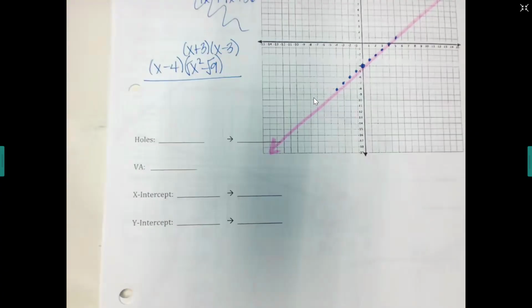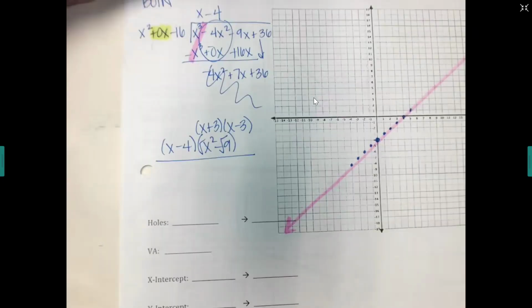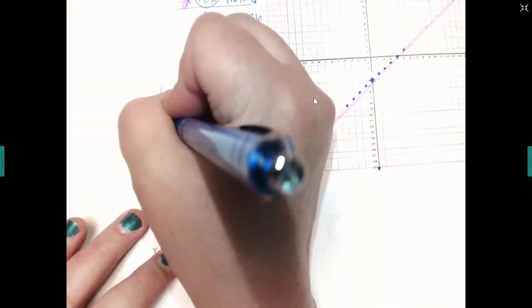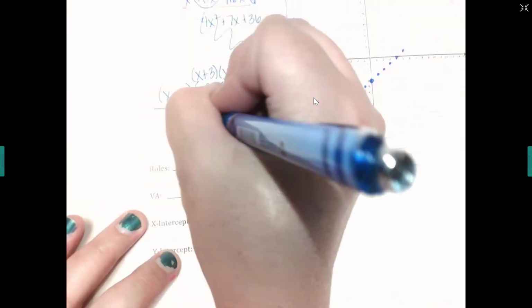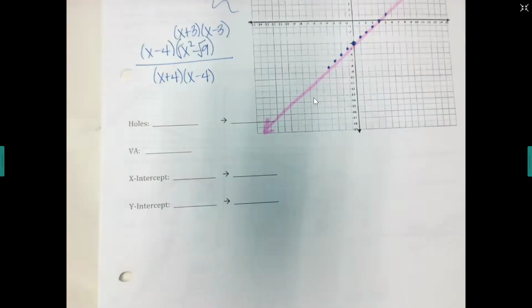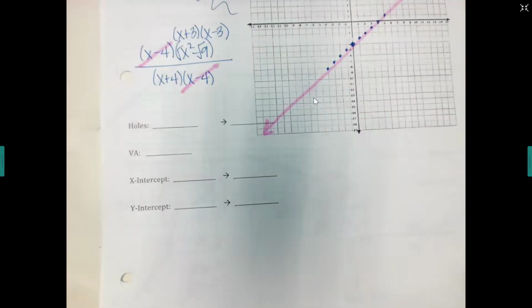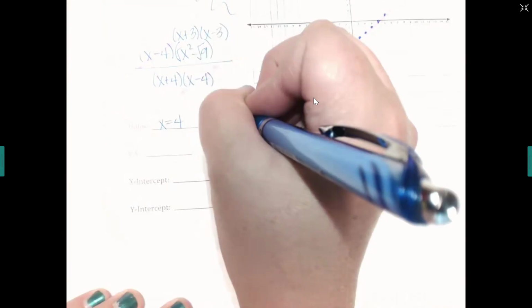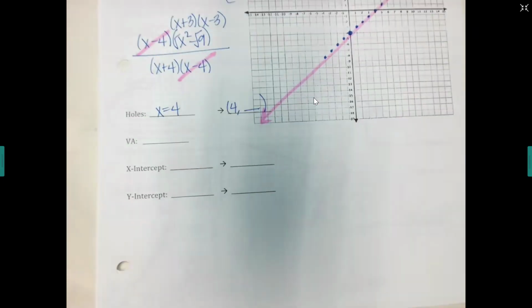Your original bottom was an x squared minus 16. How can we break that down? Square roots. What's the square root of 16? 4. So it'll be plus 4 and minus 4. From there, what's going to cross out to leave a hole in the graph? Minus 4. The minus 4 crosses out, then the hole will be at positive 4, or 4 comma something. Remember, until we have that y value, we're not going to be able to graph it. So we'll skip that for now.